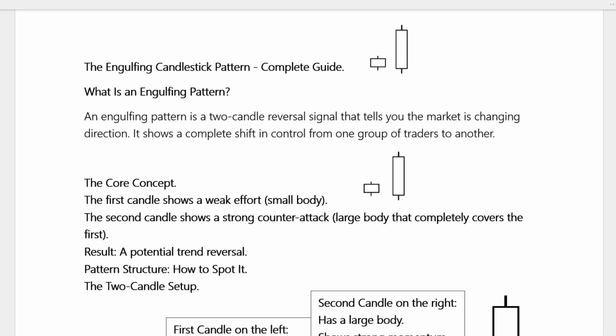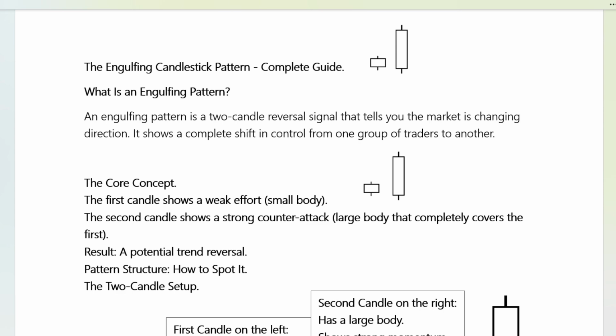The Engulfing Candlestick Pattern, Complete Guide. What is an engulfing pattern? An engulfing pattern is a two-candle reversal signal that tells you the market is changing direction. It shows a complete shift in control from one group of traders to another.